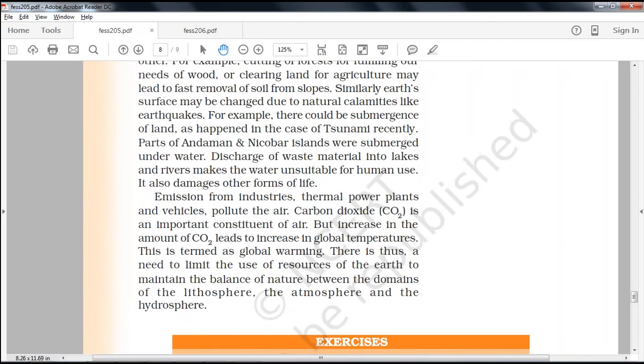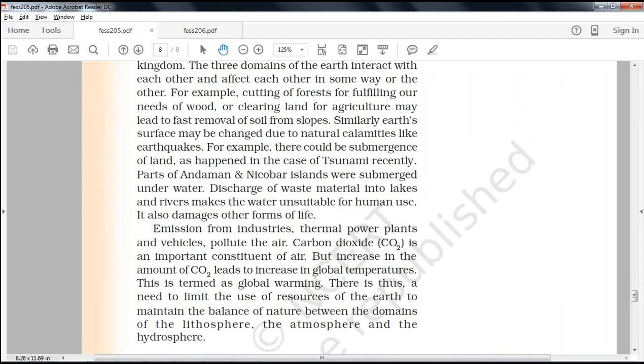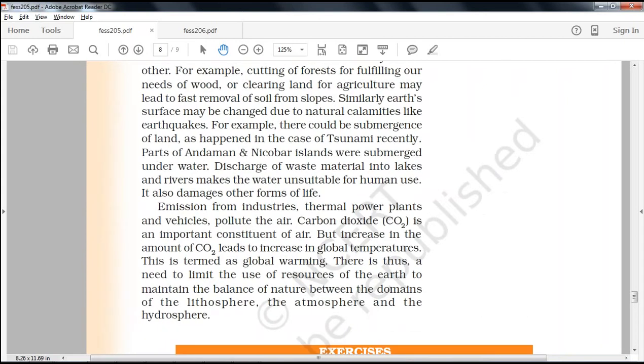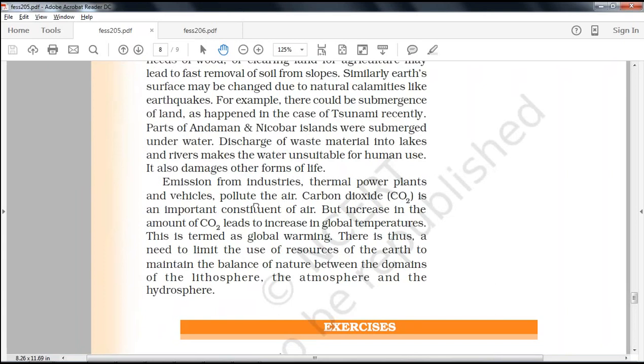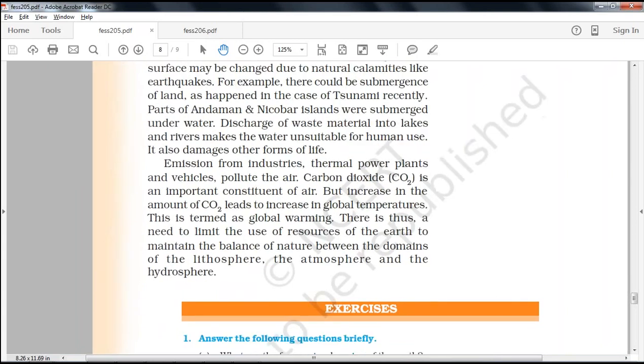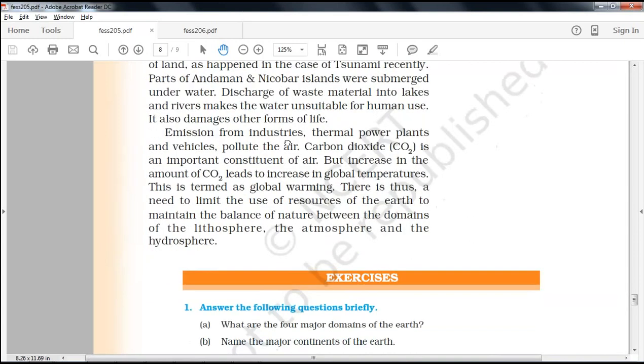So even the biosphere and all these other domains can go through some changes because of human induced or natural reasons. For example, we may cut the forests to make way for agriculture or for our needs for wood. This will actually change the lithosphere because the soil may get eroded, and natural calamities like earthquakes and tsunamis can actually submerge the land. So these domains can be changed naturally or because of human activities.